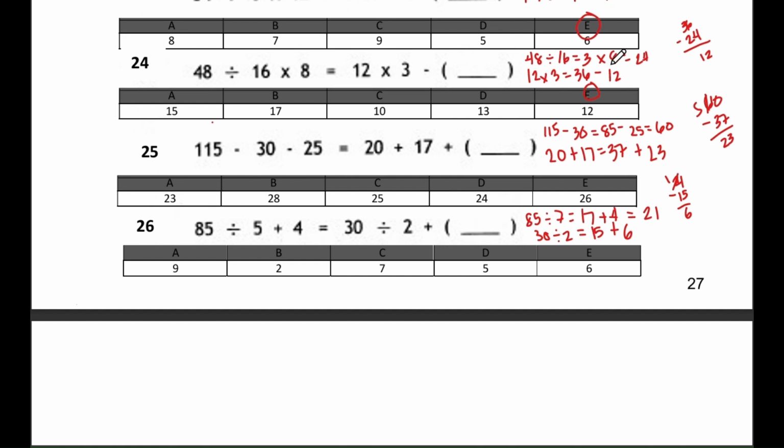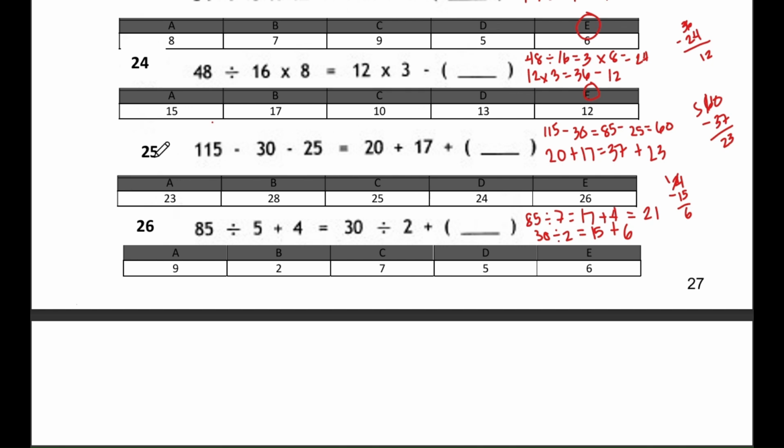First, we divide 48 by 16, which equals 3. Then, we multiply 3 by 8, which equals 24. On the other side of the equals sign, we have 12 times 3, which equals 36. To find the missing number, we need to figure out what we have to subtract from 36 to get 24, and that number is 12. So the missing number is 12.